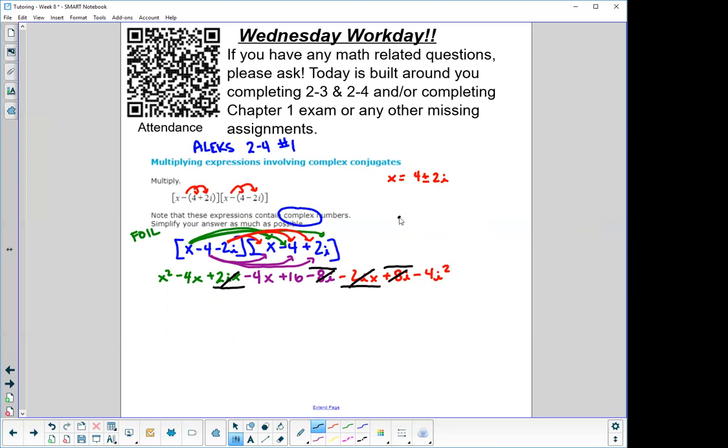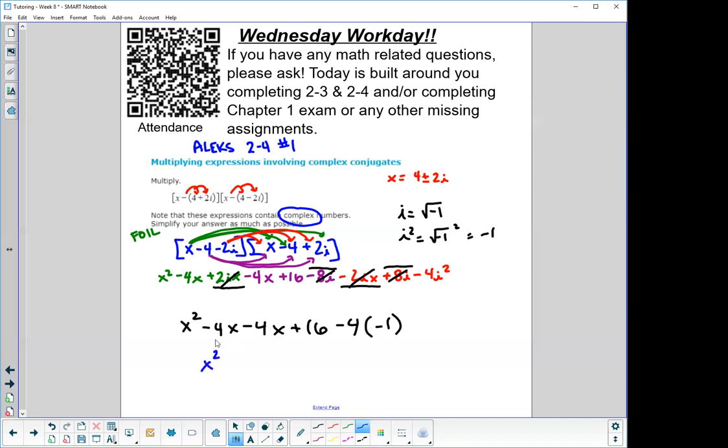And so here's the deal with i. i comes from the idea of having a square root of negative 1. So i squared would be the square of both sides. If I squared both sides, i squared would equal the square root of negative 1 squared, which would simplify to negative 1. So to solve this, when I combine my like terms, I'm going to have x squared minus 4x plus 16 and minus 4 times, instead of i squared, I'm going to substitute in negative 1.